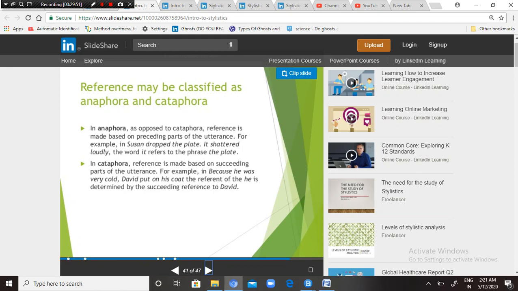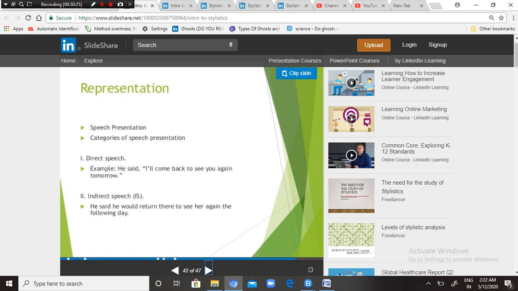Anaphor, as opposed to cataphor, is a reference made based on preceding parts of the utterance. For example, "Sue dropped a plate, it shattered loudly." The word "it" refers to the phrase "a plate." So plate is the anaphor. And a cataphor is a reference made based on succeeding parts of the utterance. For example, in "Because he was very cold, David put on his coat," the reference of "he" is determined by the succeeding reference to David.